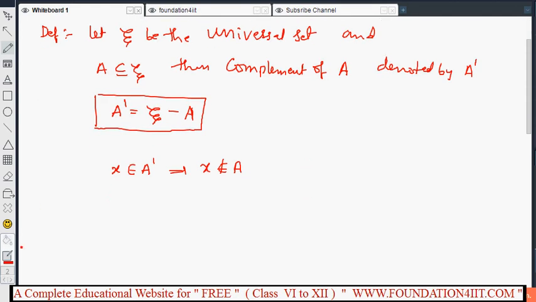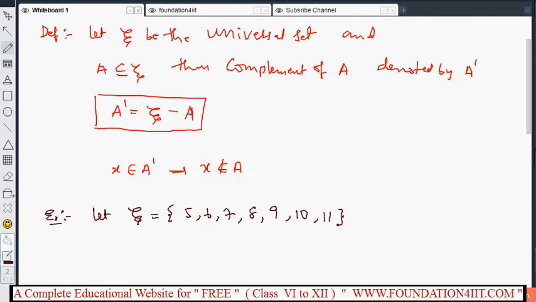Okay, I'll give you examples. See here. So how to find the complement? Let the universal set be the elements 5, 6, 7, 8, 9, 10, 11, and set A has the elements 5, 7, 11.